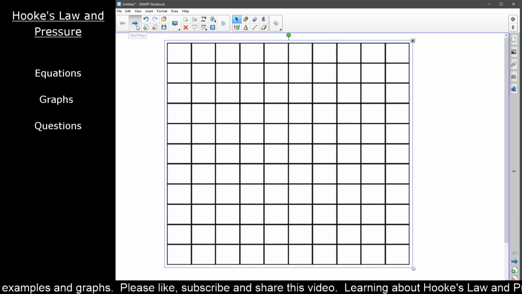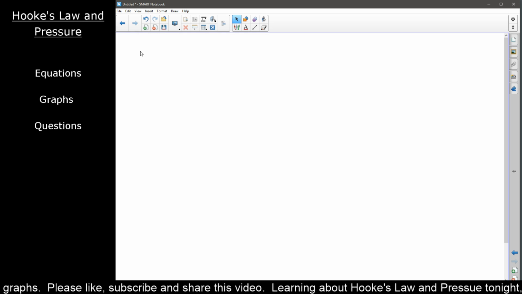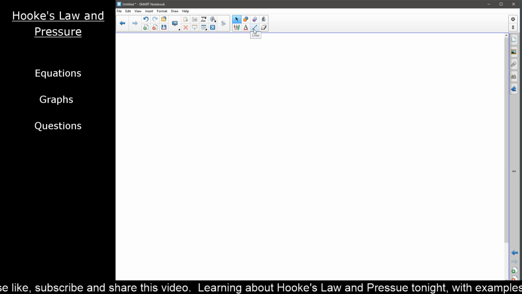It's true, tonight it's a year 11 topic, and we are going to look at Hooke's law and pressure. We did a little bit of Hooke's law last time, and we're going to firm that up and make sure it's all sorted out for this week. Okay, so let's get started.